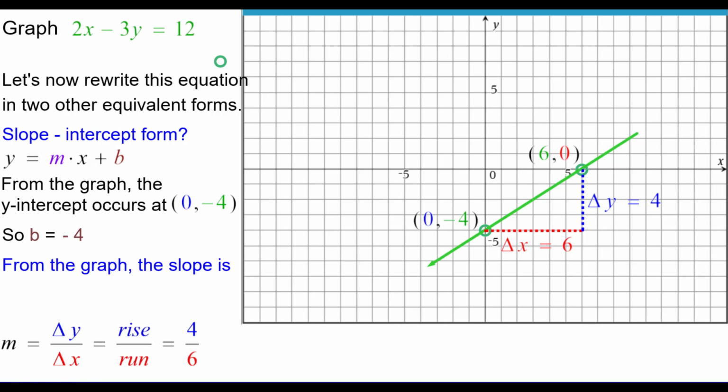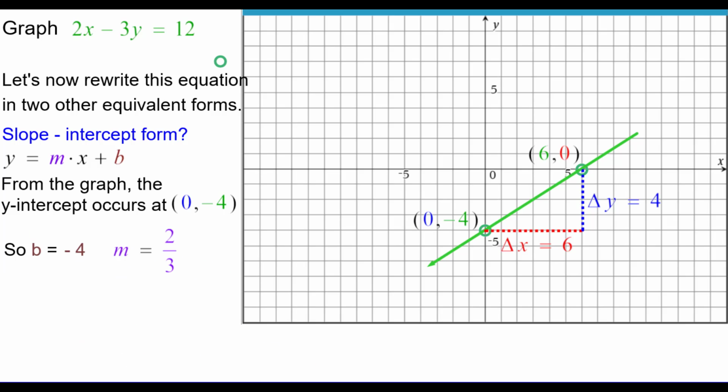And so the slope is the change in y over the change in x, or the rise over the run. 4 over 6 will simplify to 2/3. So the slope, or m, is 2/3. And now that we have these two values, we'll substitute into the slope-intercept form, and we get y is equal to 2/3 x minus 4. This is the equation in slope-intercept form.